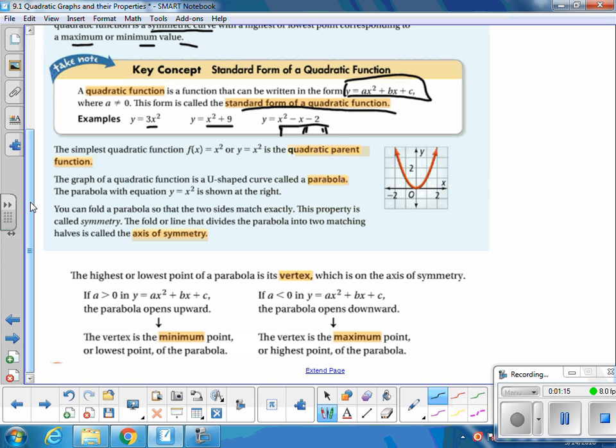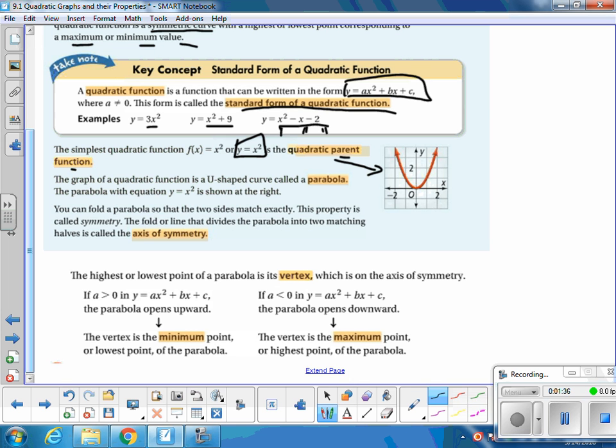The simplest quadratic function, f of x equals x squared, or y equals x squared, is called the parent function. So we always start with this, and it looks like that graph right there. That's what y equals x squared looks like. It creates this U-shaped curve called a parabola.